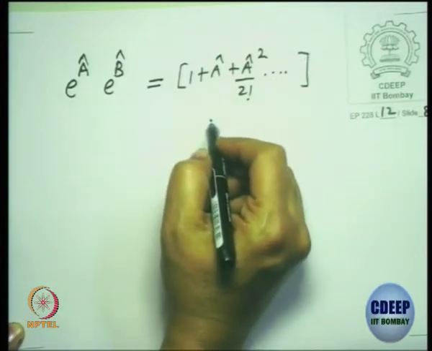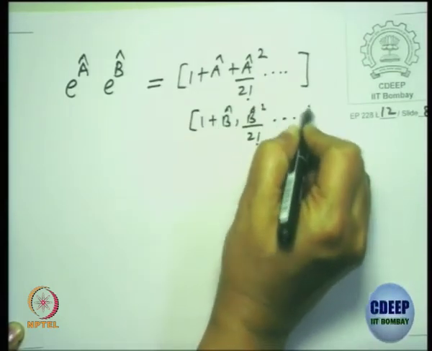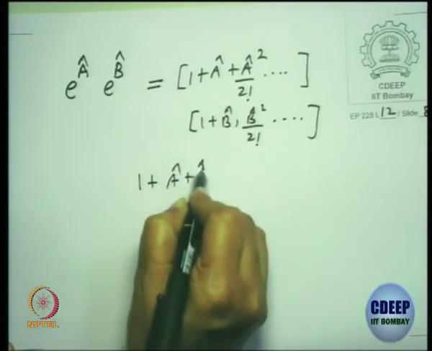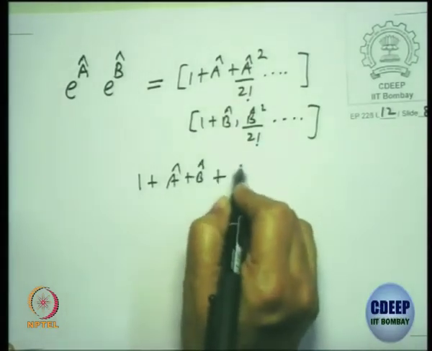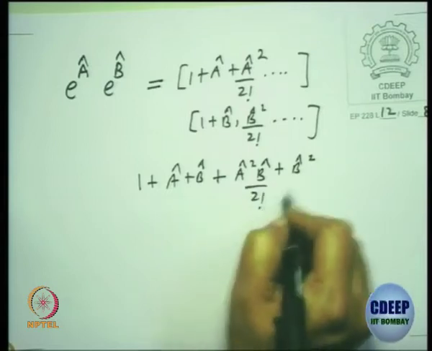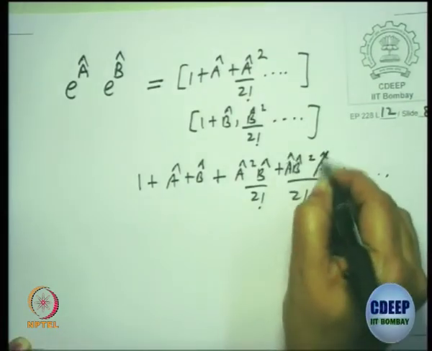Why are we doing this? Order matters. Unlike in classical mechanics, where you could have written e to the A plus B, you can't do it here. You have to be careful. So, a lot of things will happen. You will see there will be a 1 plus A plus B, plus then you will also have A squared B plus B squared A, and so on. So, A's will always be on the left side.